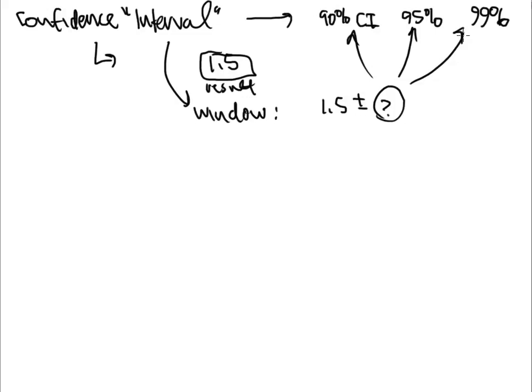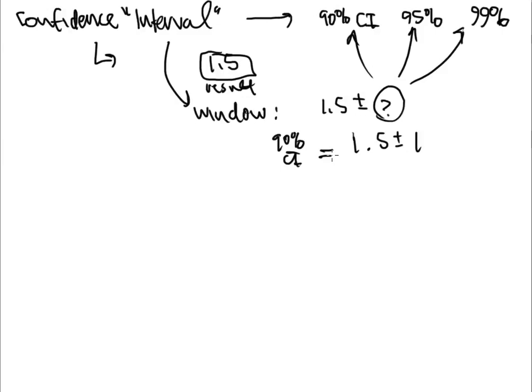Alright, so 1.5 is the value that I've reported. Confidence interval. I do the confidence interval calculation. You've not really seen that yet. That's to come. But I do that calculation and I get a window, a range. And let's say that that range is 1.5 plus or minus 1. We'll keep it easy. And let's say that this is my 90% confidence interval calculation, right? We're just kind of making numbers up here just to do an example to kind of look at the theory or look at the concept.